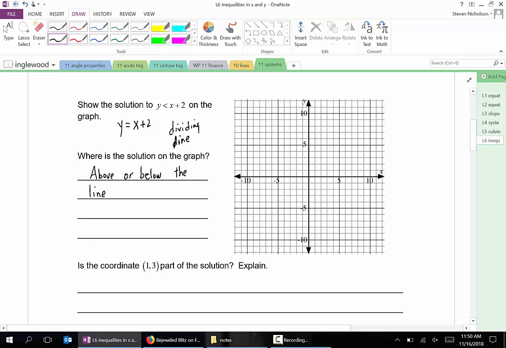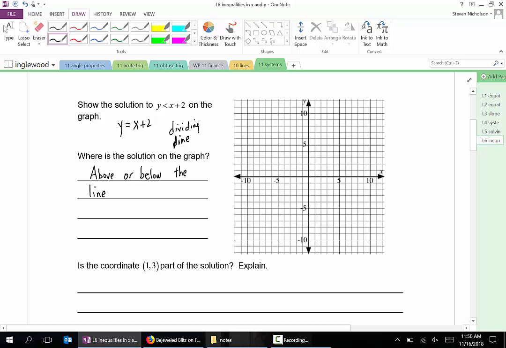And what we're going to do is exactly as we did with solving inequalities in X. We're going to pick a point on one side of the line, and if our inequality is true, that's where the truth is. And if the inequality doesn't work out, well, we know the truth isn't there and it has to be on the other side.